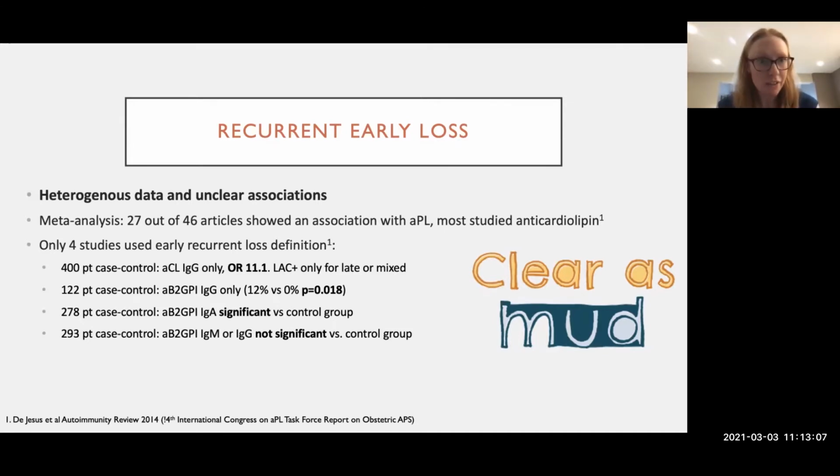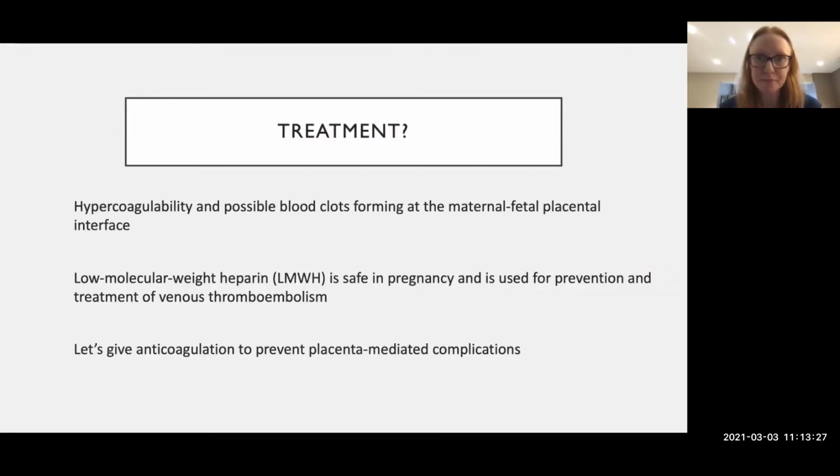But looking at the definitions, only 4 of those used the revised Sapporo recurrent pregnancy loss definition. And as we can see, pretty varied results on what was significant or not. So really not very far ahead and a really muddy picture, especially with recurrent early pregnancy loss. So what do we do about this?